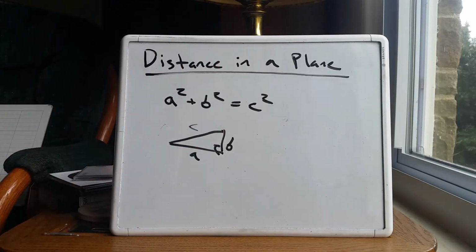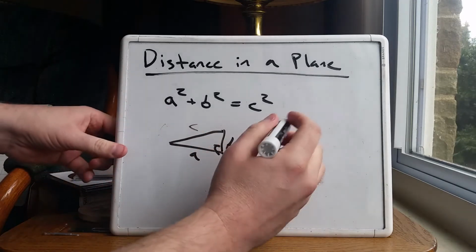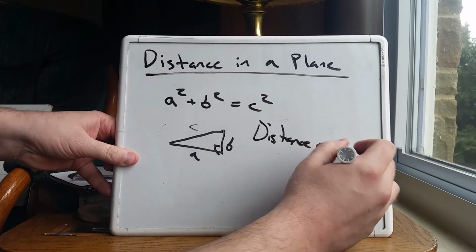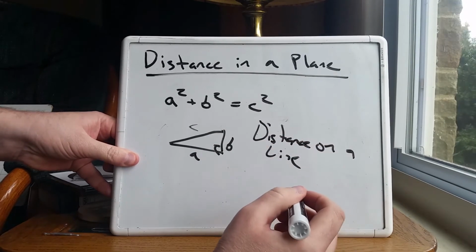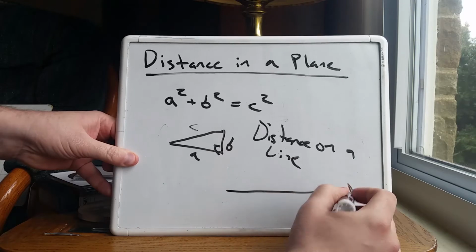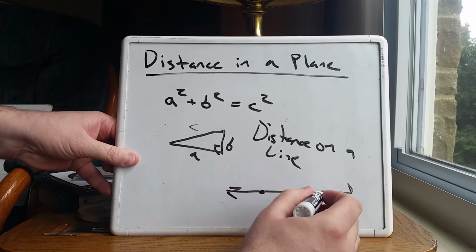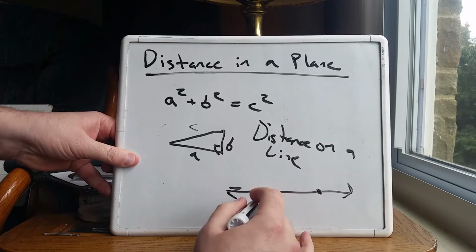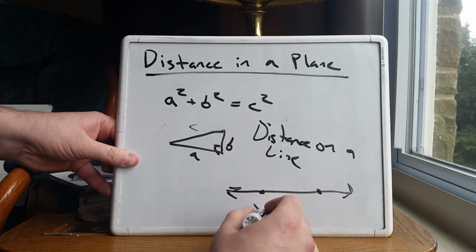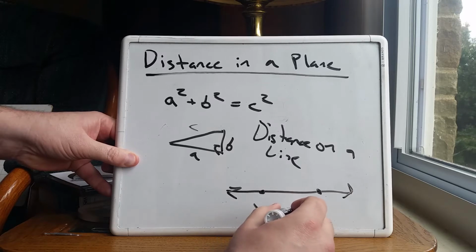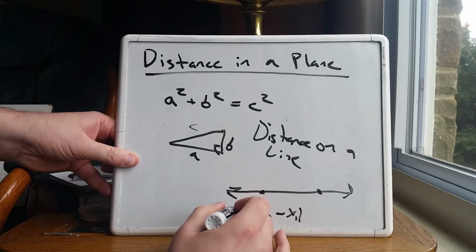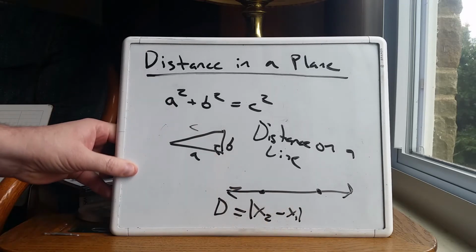All right, and we should already know about distance on a line. Very simple. You've got your first point and second point. You will usually see these referred to as x2 minus x1, absolute value thereof. That is distance on a line.